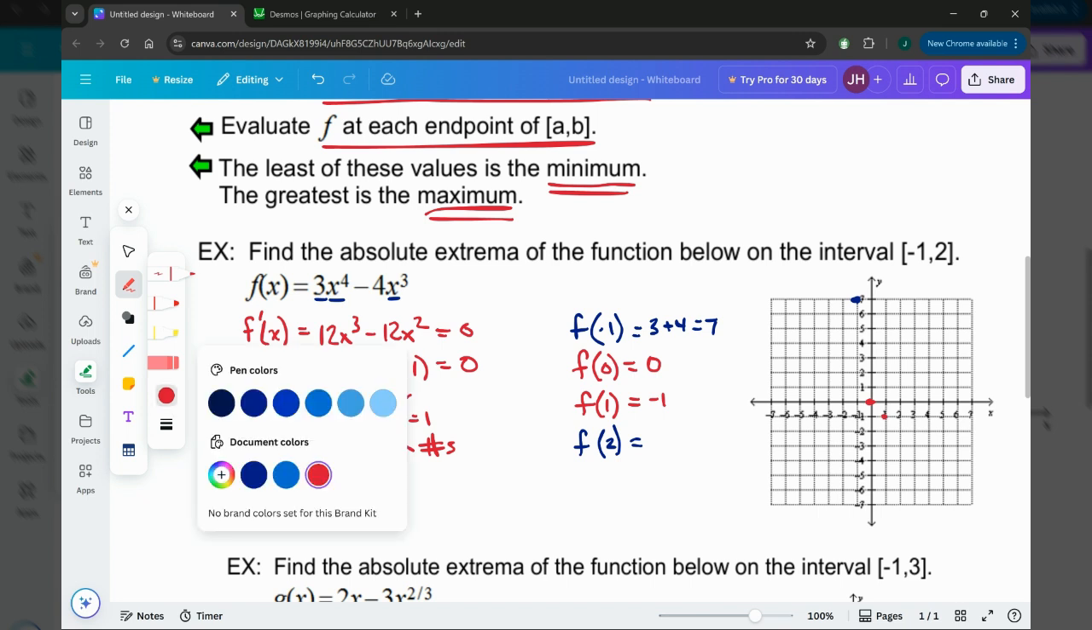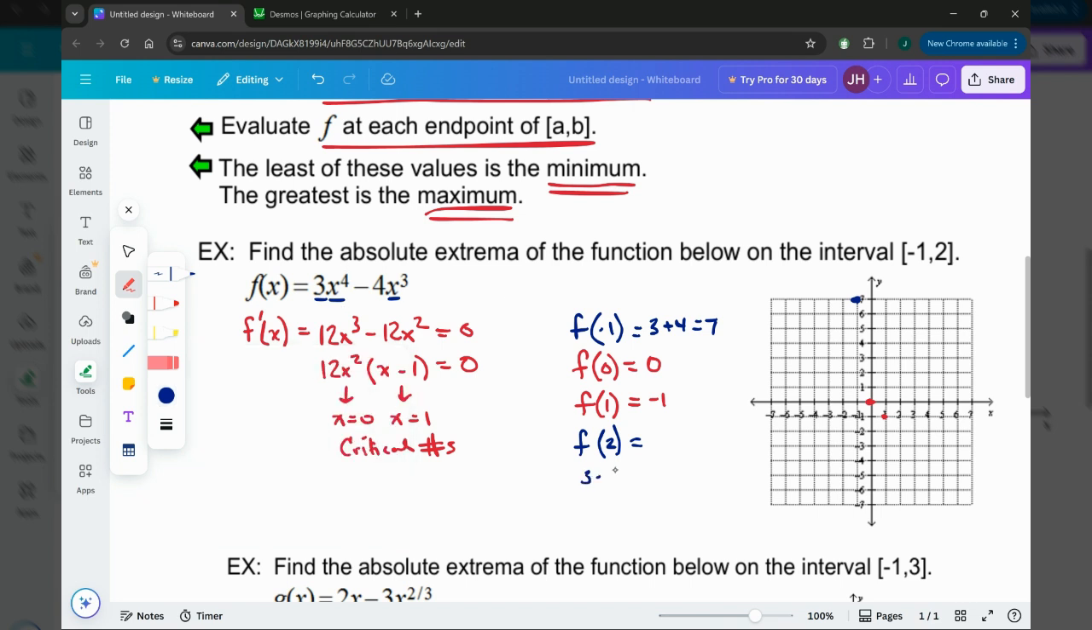And if I plug in 2, this is going to be a little bit harder for me to do. If I plug in 2, this is 3 times 2 squared, or 2 to the 4th, which is 16, minus 4 times 2 cubed, which is 8. So I have 48 minus 32. This comes out to be 16, which I didn't do a real good job on the graph. At 2, we're way up here at 16.